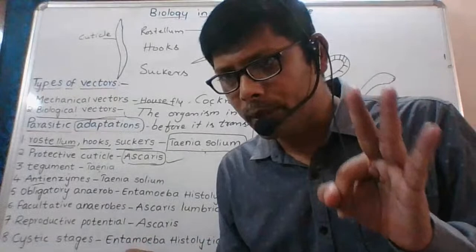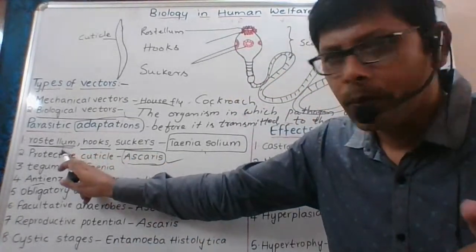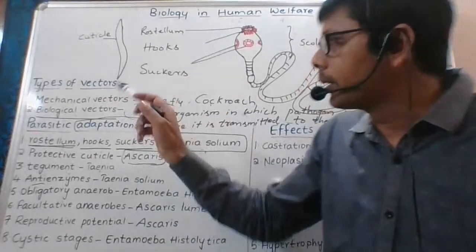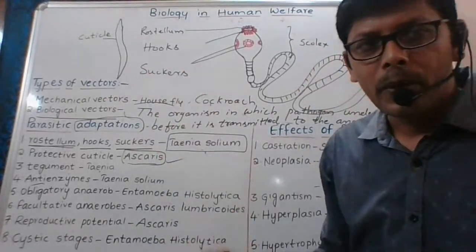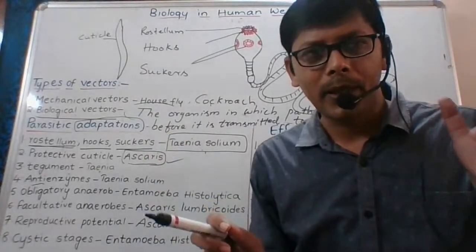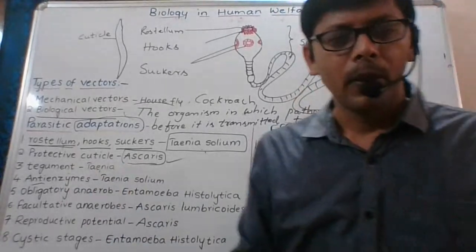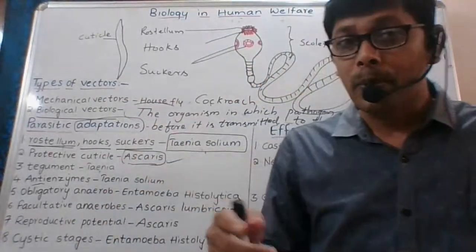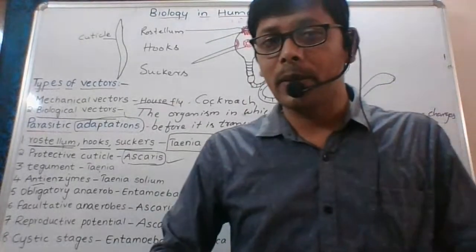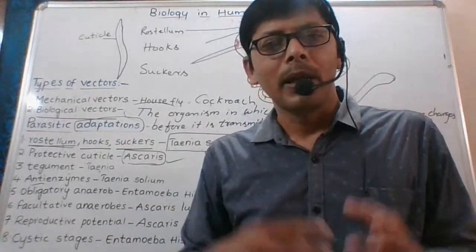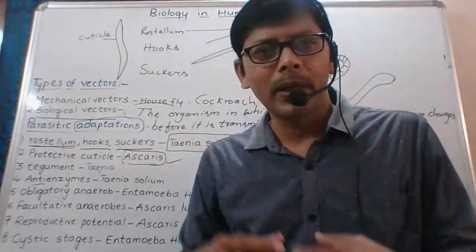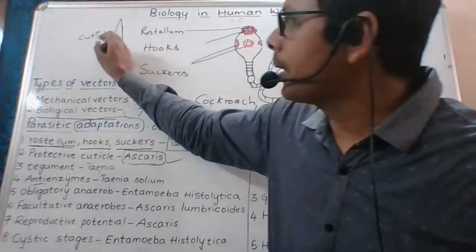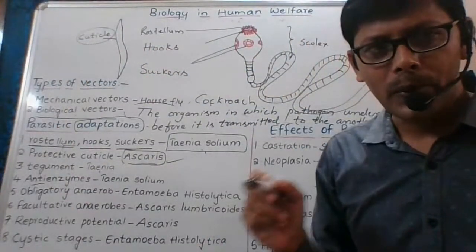Okay, I explained four things up to now. One is the rostellum. This is the rostellum, this part, and around it in two rows there are hooks and there are suckers. These all are shown by Taenia solium. Next one, protective cuticle. Like we have skin over our body, the Ascaris body is covered by cuticle. That cuticle protects it from our digestive enzymes. It is an intestinal parasite, an enteric parasite, a gut-dwelling parasite. When it is living in our gut, so that the enzymes in our gut do not attack it, the cuticle is present over the body of Ascaris.